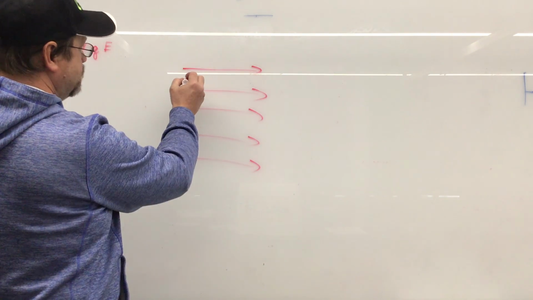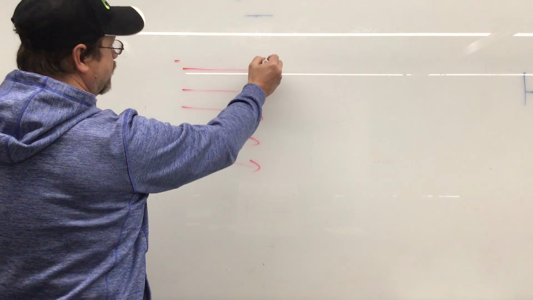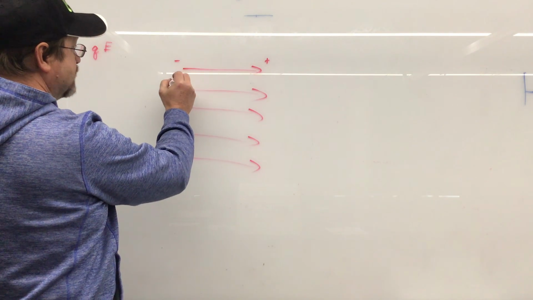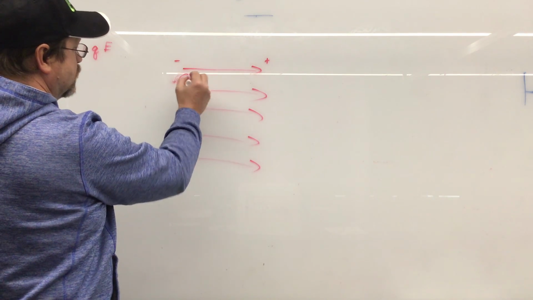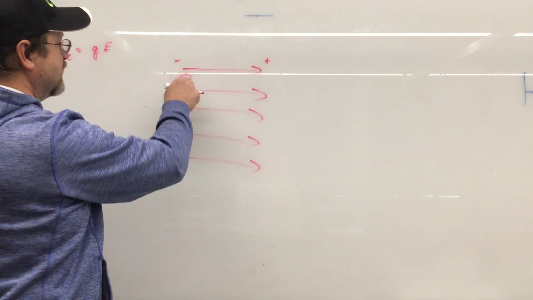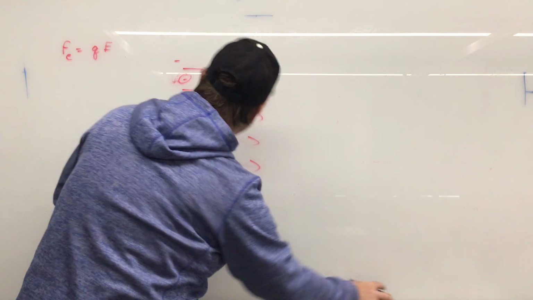And if we put a charged particle in there, and this is more negative over here, more positive over here, and we put a positive charge in here, it's going to want to stay over here. But if we put a negative charge in here, it's going to be attracted over to the positive side, and it's going to be pushed away from the negative side.